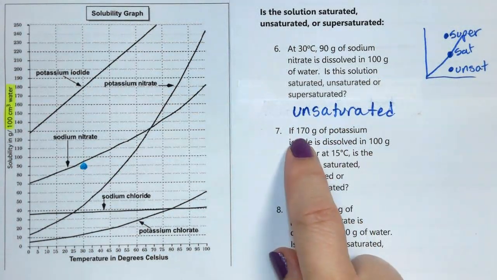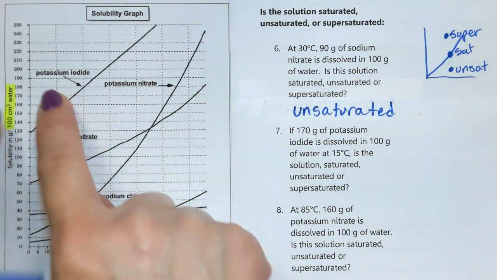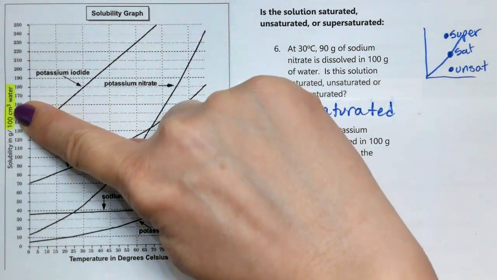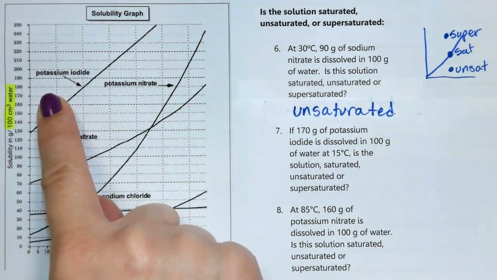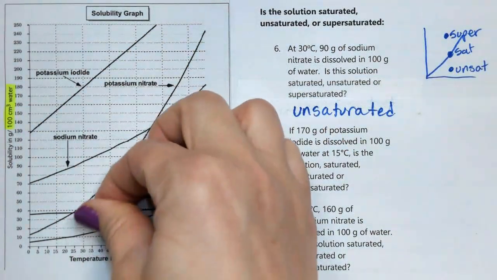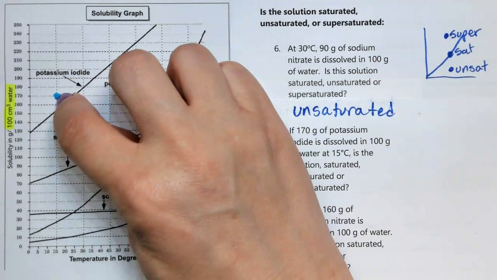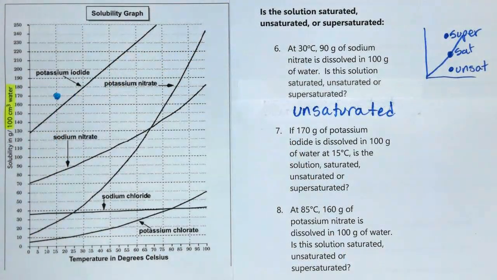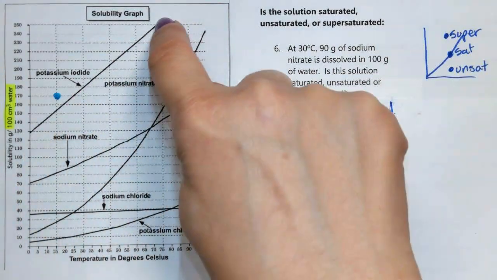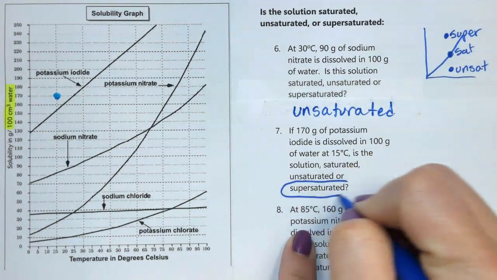So here, 170 grams of potassium iodide is dissolved in 100 grams of water, which is everything on this graph, so that works out. And it's at 15 degrees. So we want to plot our point from 15 degrees, 170 grams, so that makes our point right there. Relative to the potassium iodide curve, which is this one, it's above it. And so that makes this supersaturated.